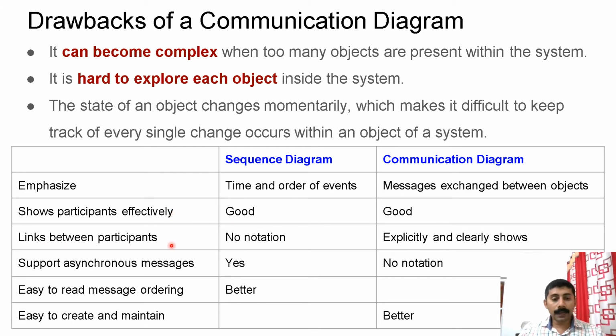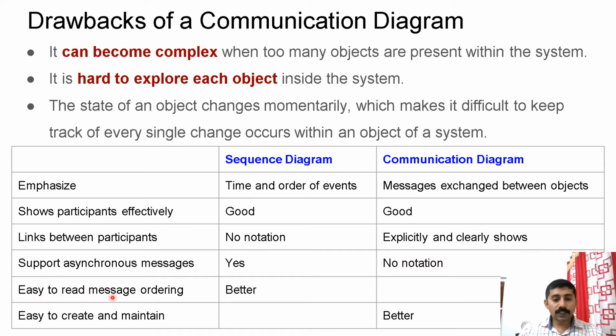Links between the participants, that means links between the objects. There is no such notation in a sequence diagram, but in a communication diagram it is explicitly mentioned with the help of links. Support for asynchronous messages: yes, in a sequence diagram there is a separate notation for representing asynchronous messages. In a communication diagram there is no such notation to represent asynchronous messages.